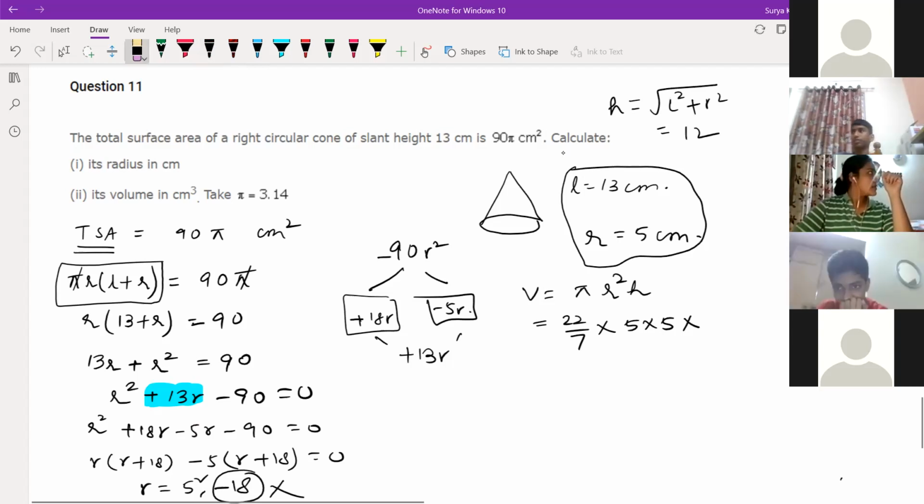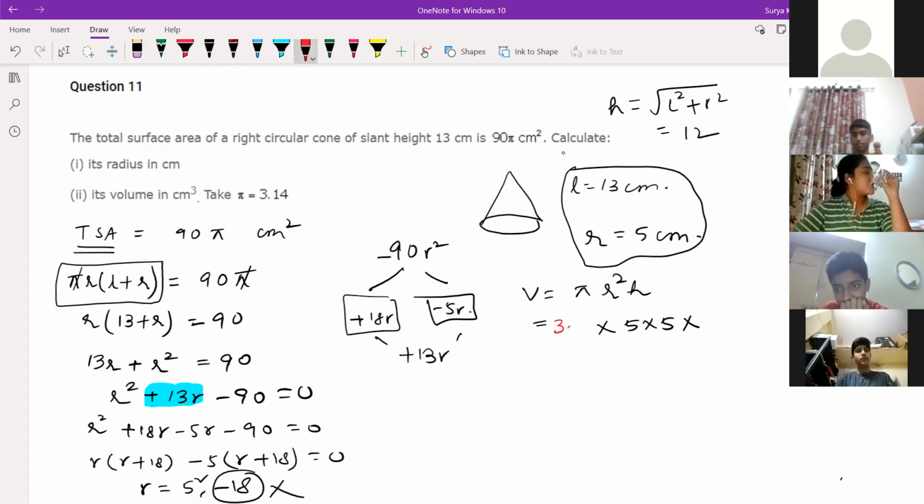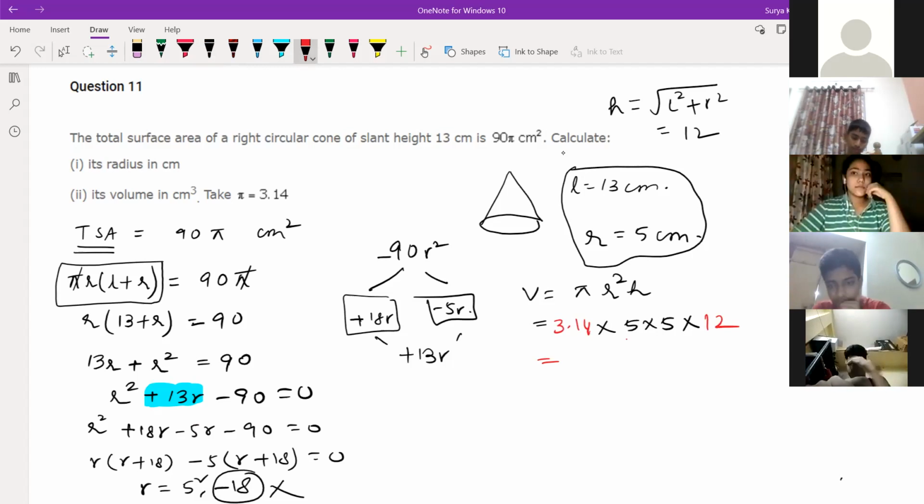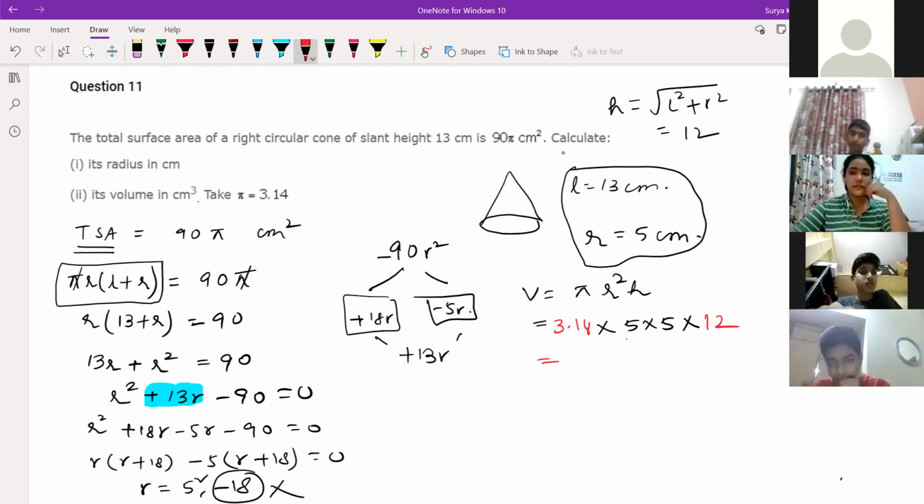So I'm just taking 3.14 as you're saying here. 3.14 into 5 into 5 into 12. Sir, 1 by 3 is also there. Yes, the volume of a cone is 1 by 3 pi R square H. The 3 fours are 12. So the answer is 314 centimeter cube. Is it clear to everyone?